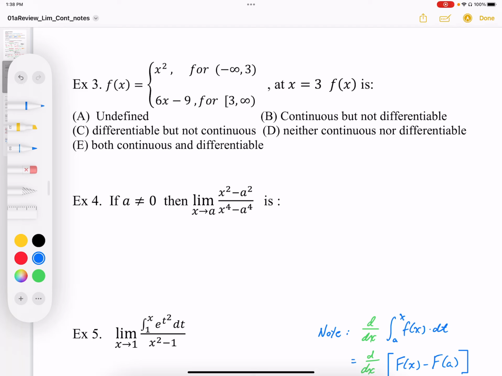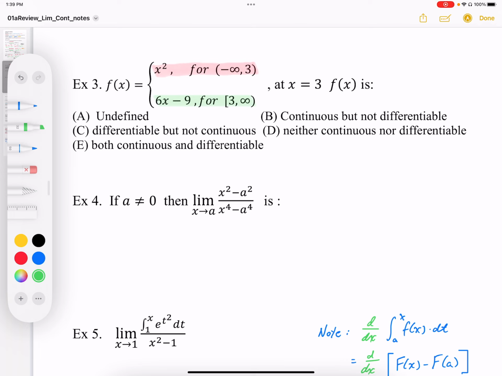Example 3, we've been given another piecewise function. We have the left-hand side of that piecewise function as x squared, and the right-hand side as the linear function 6x minus 9. And at x equals 3, f of x is undefined, differentiable but not continuous, continuous but not differentiable, neither continuous nor differentiable, or both continuous and differentiable.